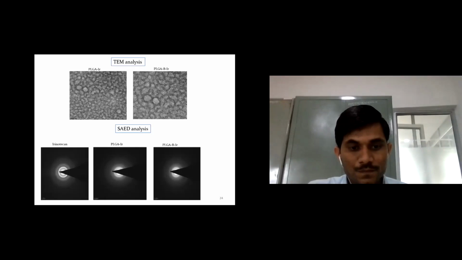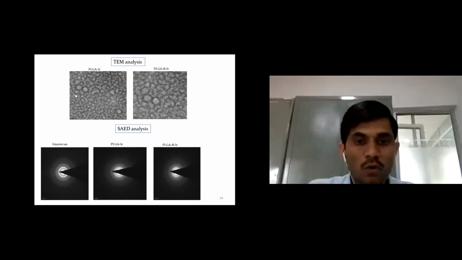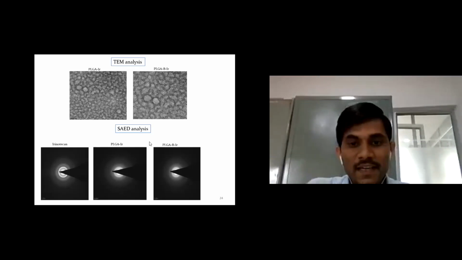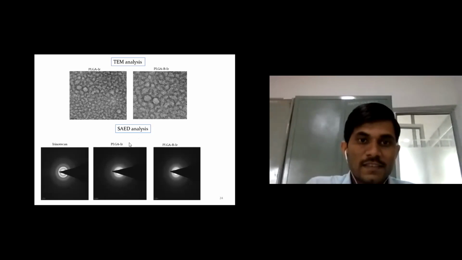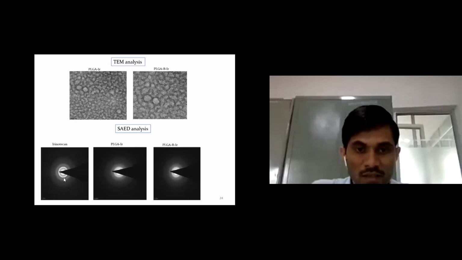Surface morphology. Electron microscopy, and we have observed this nanoparticle has spherical morphology. Then with the help of selected area electron diffraction in the same mode of TEM, we have observed this irinotecan is in crystalline phase. This irinotecan loaded PLGA nanoparticles and irinotecan loaded PLGA biotin nanoparticles are in the amorphous state.